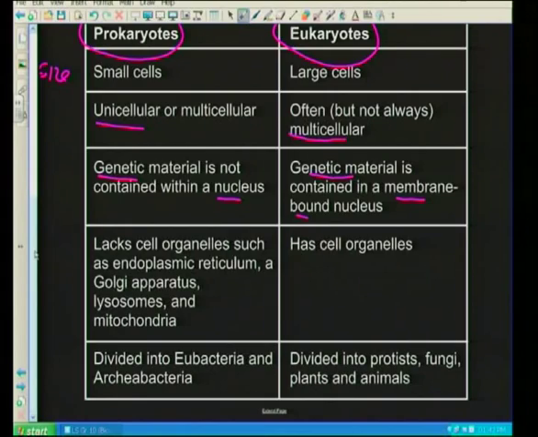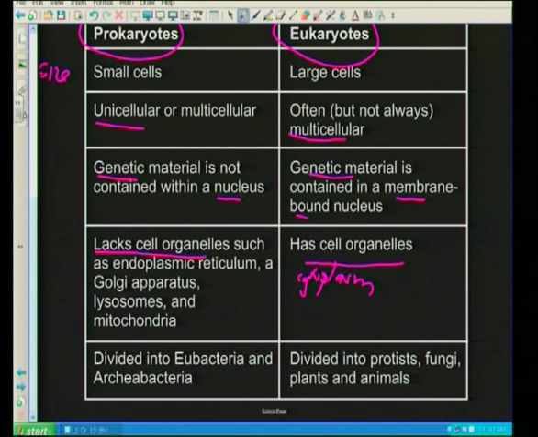The prokaryotes lack cell organelles, and these are the examples. They lack the endoplasmic reticulum, the Golgi body, the lysosome, and the mitochondria. And eukaryotes, because the cells are true cells, have cell organelles within the cytoplasm.